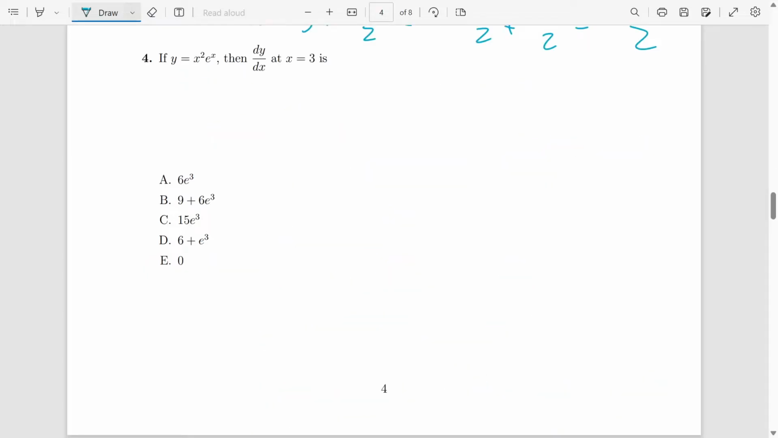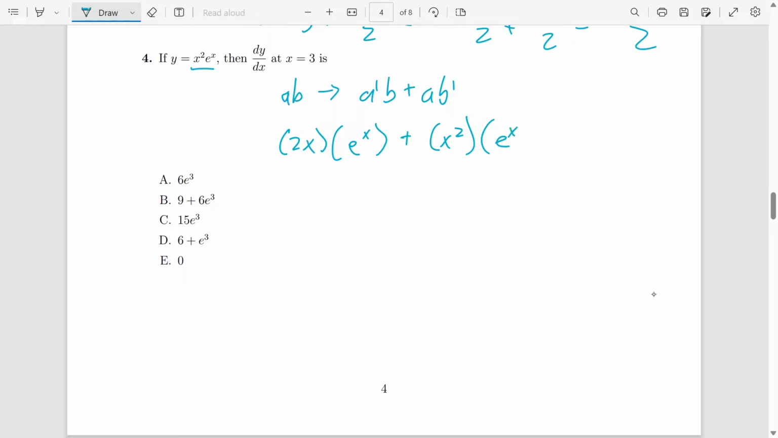All right, question 4. Derivative problem. Yay. Function, take derivative, plug in 3. So the derivative of x squared times e to the x, this is probably a time to use the product rule, where the function is a times b. The derivative is a prime b plus a b prime. So let's plug that all in and set it up. The derivative of x squared is 2x times the original e to the x, plus just x squared times the derivative of e to the x, which guess what, is also e to the x.